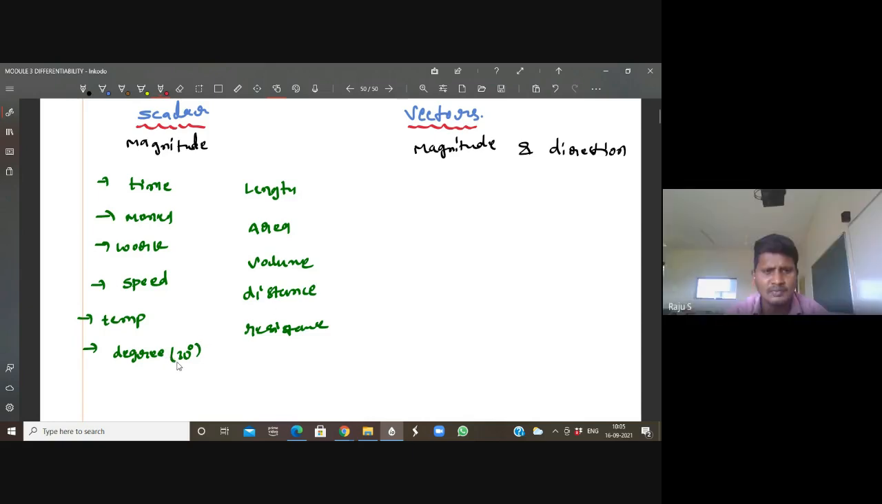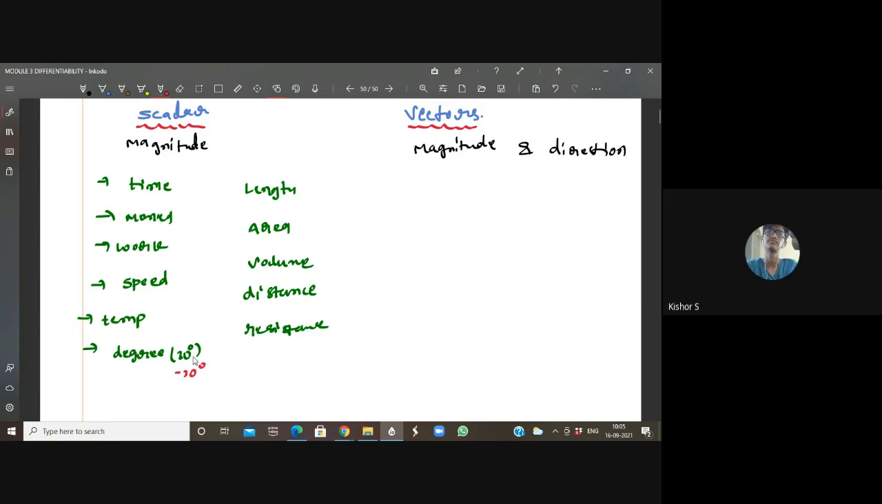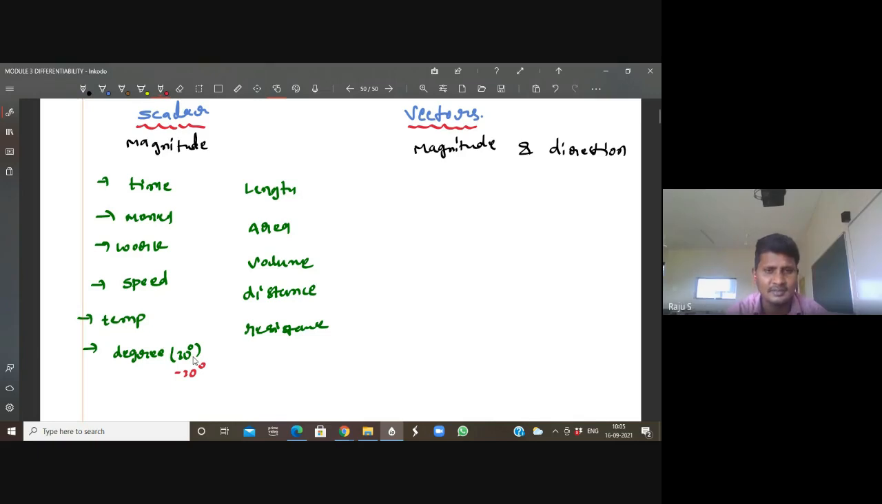So minus means, for example, minus 30 I'm taking. Minus 30 with respect to which axis? I'm not mentioning here x-axis. If I don't mention anything with respect to x-axis or y-axis, it is just a scalar. If I mention x-axis, it becomes a vector. It has some direction. I'm not mentioning anything here, so simply it is a scalar. Clear?